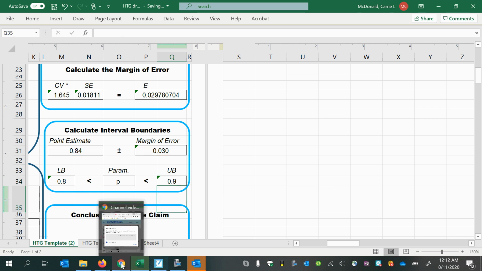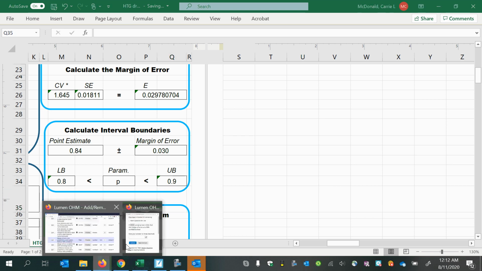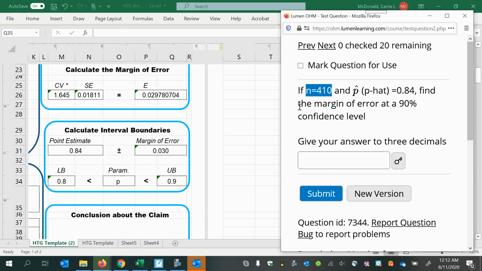And so I think we've finished this problem now. It says just to calculate the margin of error, so we didn't even need to get the boundaries of the interval. So to 3 decimal places, our margin of error is 0.030.